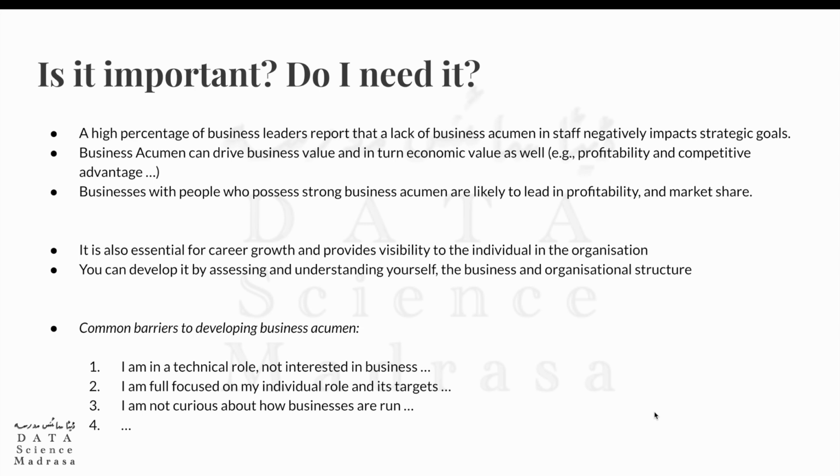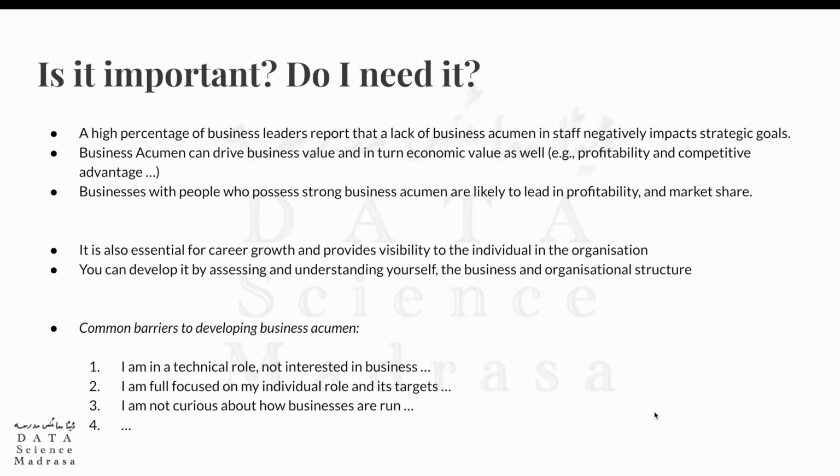Not only that, but even for you as a data scientist, it's essential to have business acumen for your career growth. It provides you visibility to the leadership because you've achieved something with your data solution that's impacted the organization, maybe improved a process or led to some percentage gain in profitability or cost cutting, etc. And so you should really work on developing it. And you can do that by assessing and understanding yourself and the business and organizational structure. And we'll look at this in depth in later slides.